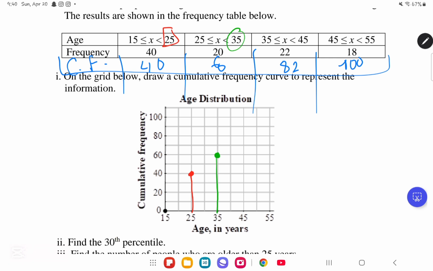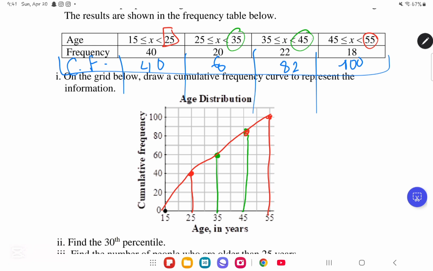And then at 45, you're going to get 82, which is almost here. And then finally, at 55, you're going to get what? You're going to get 100. So it will look something like this. So now it will look something like this. Just if you link it together, it's going to look something like this.